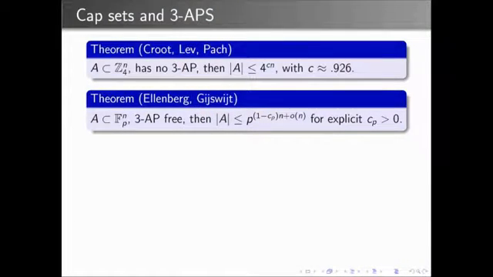Their method was later extended by Ellenberg and independently Gijswijt to prove that in Fp to the n, if you're 3AP-free, then you get an upper bound. You have p to the n total elements, and you can get a much smaller upper bound, again exponentially smaller for explicit C_p. In particular, this gives a better bound on the Capset problem.